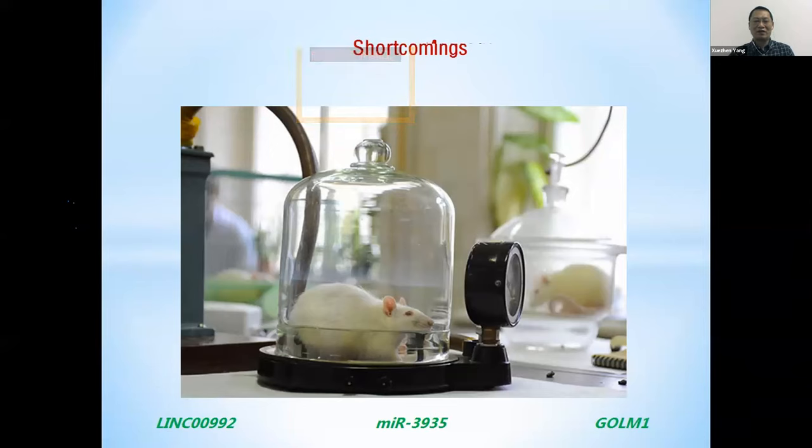The shortcoming is the animal experiment. There should be some further animal experiments for this project with the three genes: link 00992, microRNA 3935, and GUM1. So in the future, we should do more animal experiments for this project.